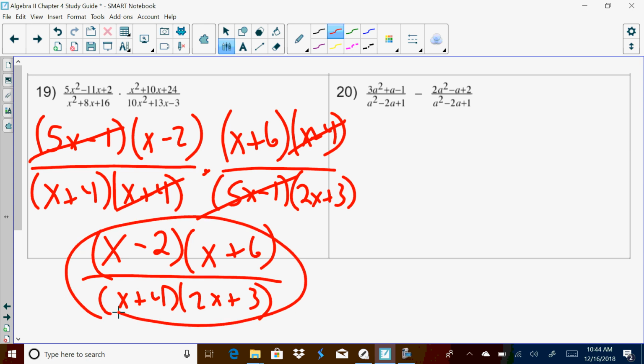And then the last problem, I'm subtracting, and my denominators are already the same, so I'm just going to subtract straight across. So I get 3a squared minus 2a squared, or a squared. A minus negative a is going to be positive 2a, and negative 1 minus 2 is going to be negative 3.